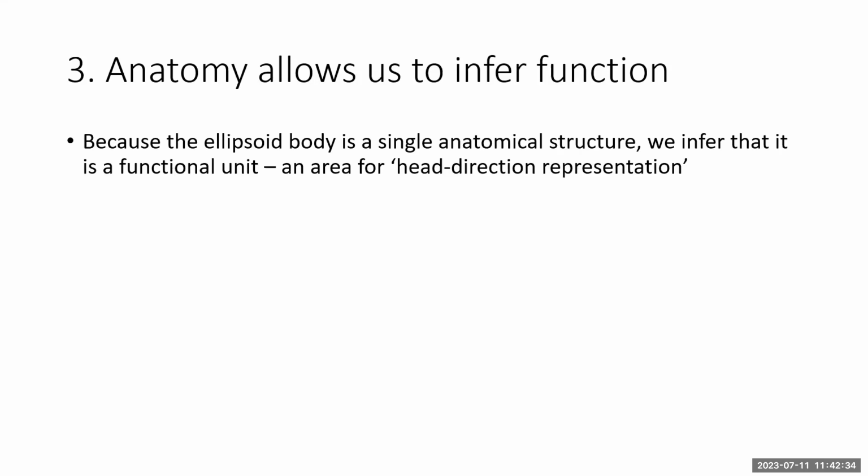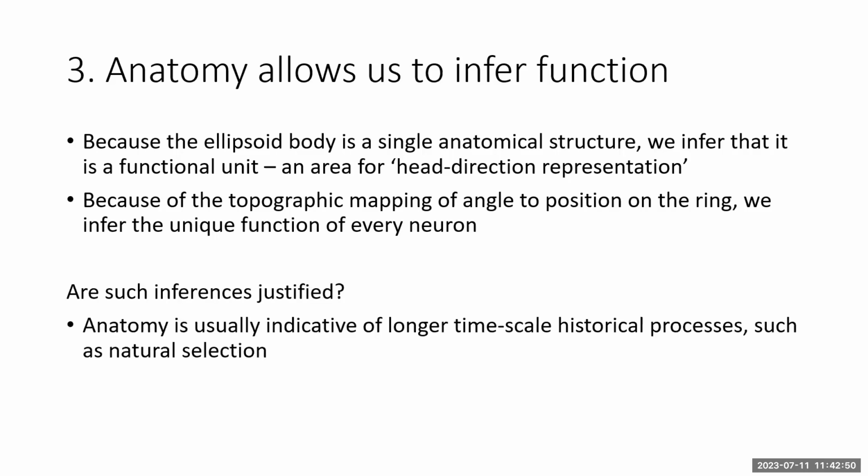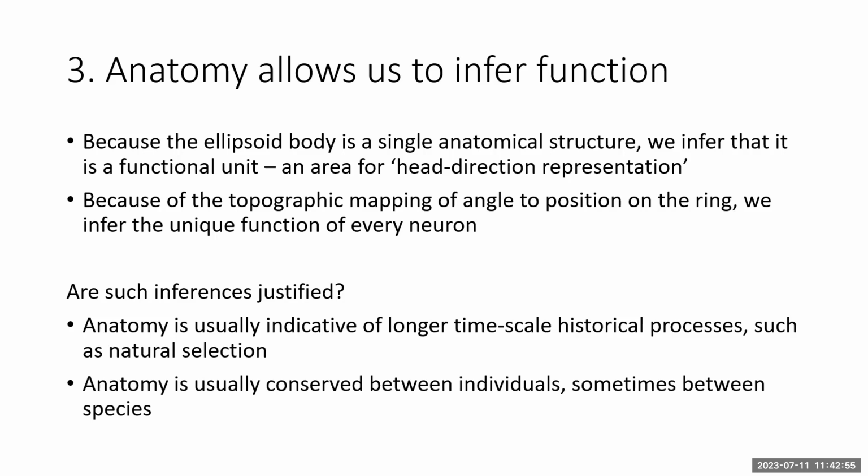Because the ellipsoid body is a single anatomical structure, we infer that it is a functional unit. And because of topographic mapping of angle to position, we infer the unique function of every neuron. But are such inferences justified? And I think they are. I think anatomy is indicative of longer time scale historical processes such as natural selection, which is relevant for an etiological function, right? Historically, this thing has come to be a unit that has a specific function. And it's also usually conserved between individuals in ways that sometimes connectivity isn't.